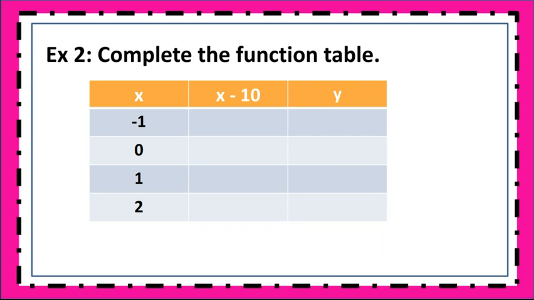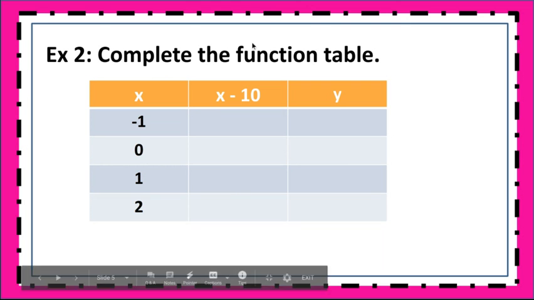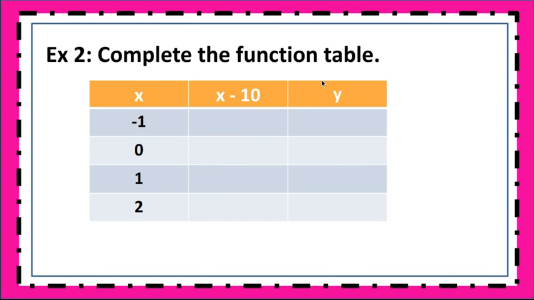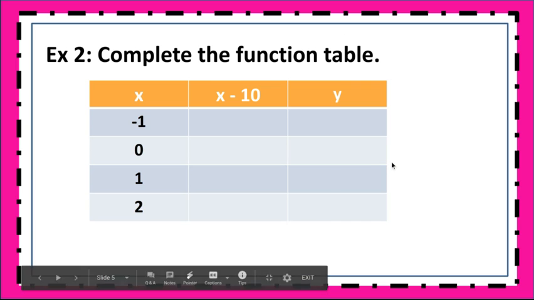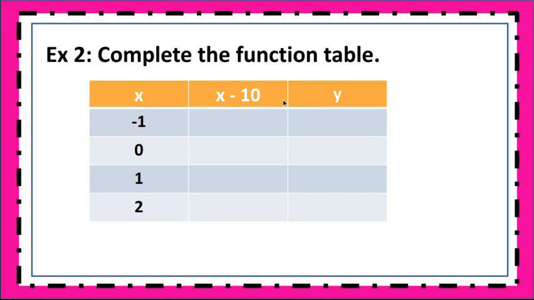Here is another function table. Same function table, but instead of having the function rule outside, it's built right into the table. We have our x values or our input values, we have our function rule where we can show our substituting in, and we have our y values or our outputs. Our function rule is y equals x minus 10. I'm going to replace x with -1, so I start with -1 minus 10. When I put that into my calculator, y is -11. So when I input -1 into the function rule x minus 10, the output value is -11.